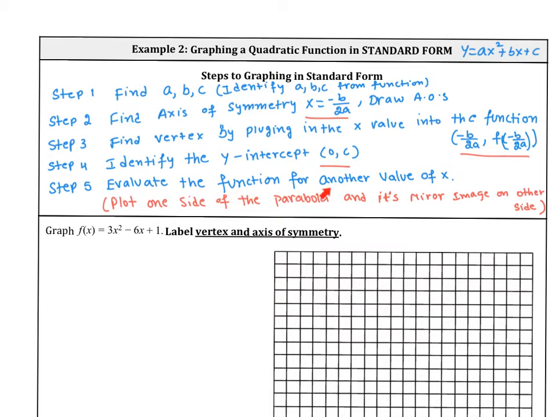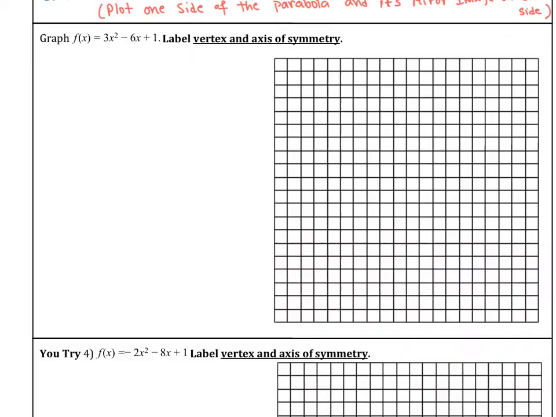Evaluate the other two x values. So one value you will get from this formula and choose either 2 points left of it or 2 points right of this to find the other 2 points and graph one side of the parabola and its mirror image on the other side of the parabola.